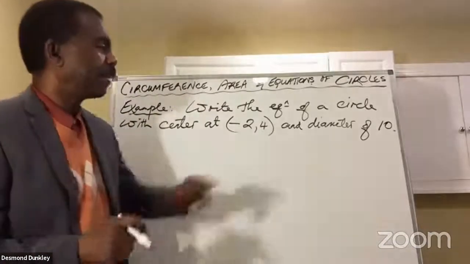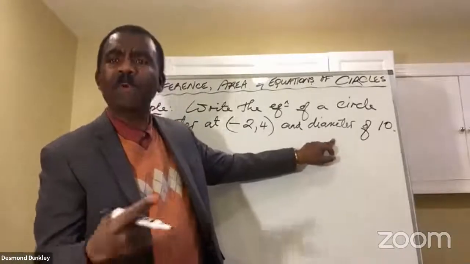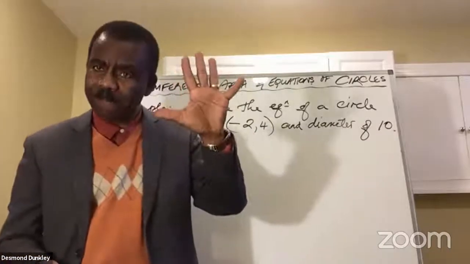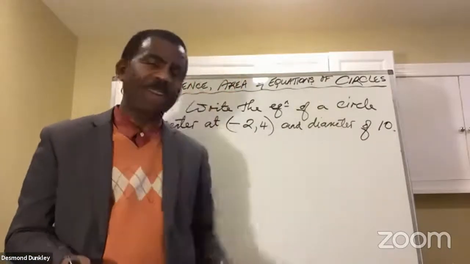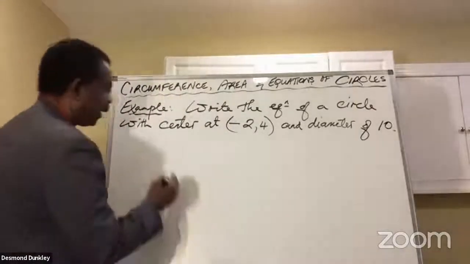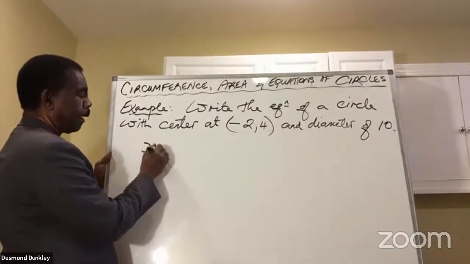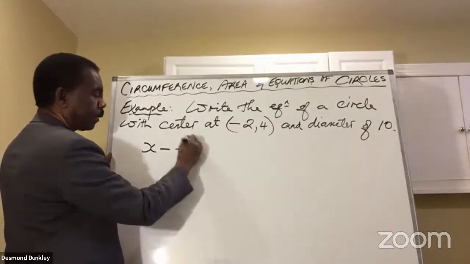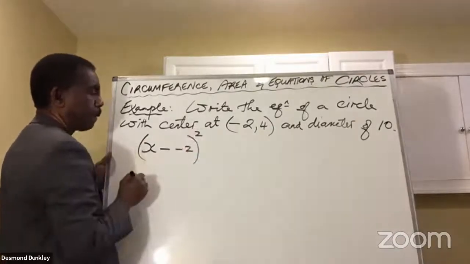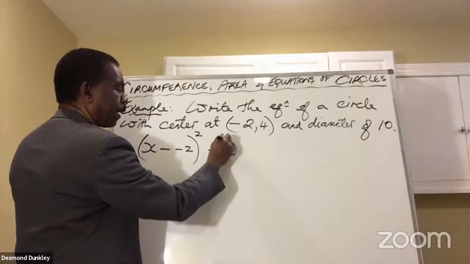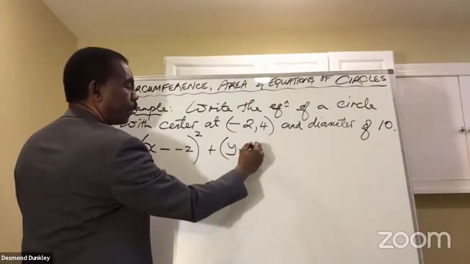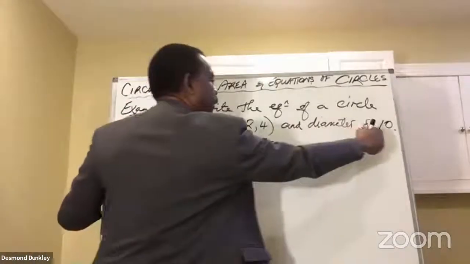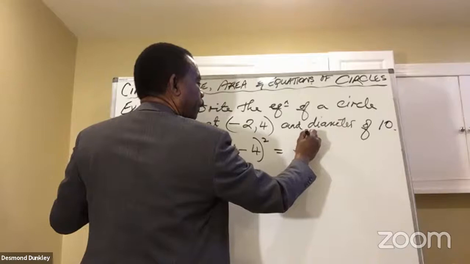Great job. The diameter is double the radius. So if the diameter is 10, the radius must be 5. Super. So let's go. The equation is going to be x minus the x value, which is -2, squared, plus y minus the y value, which is 4, squared, is equal to the radius squared.